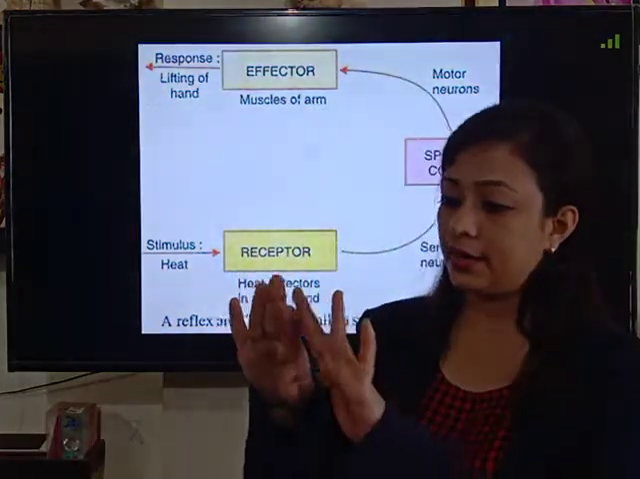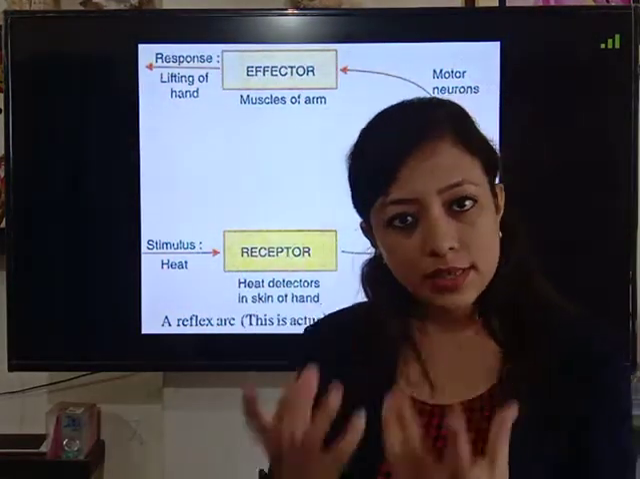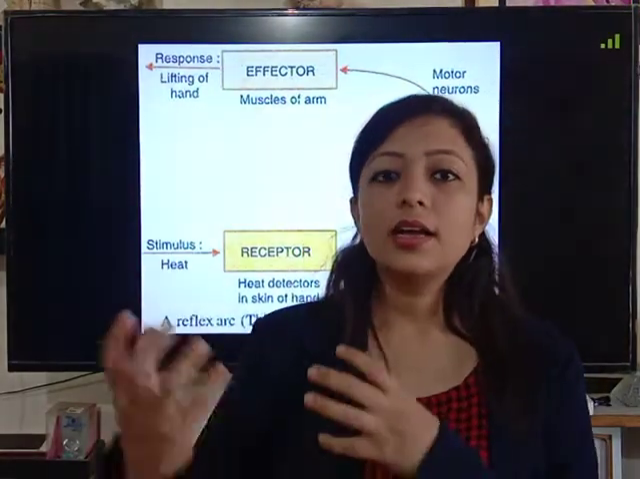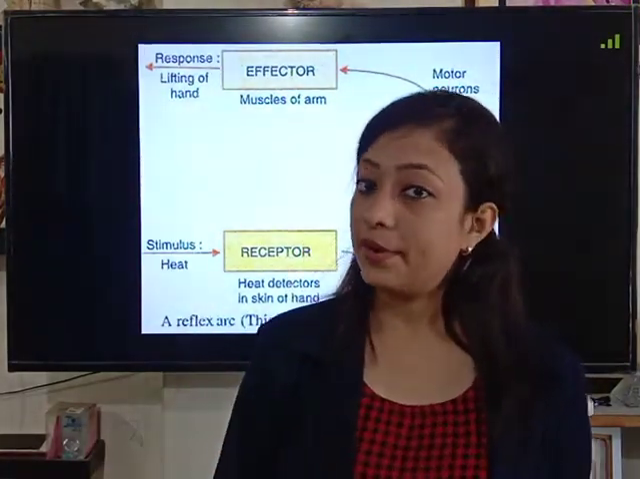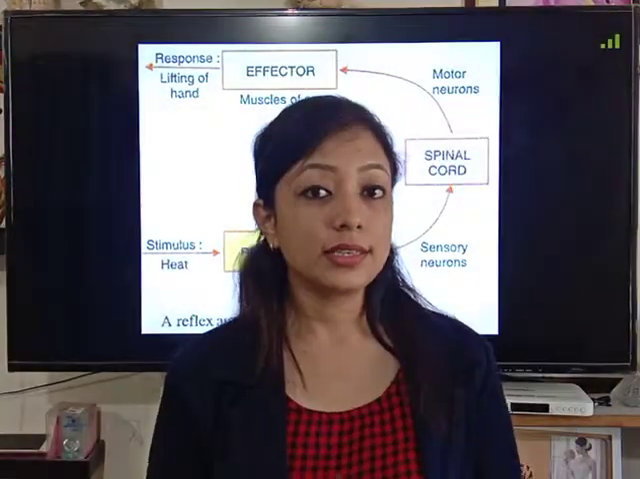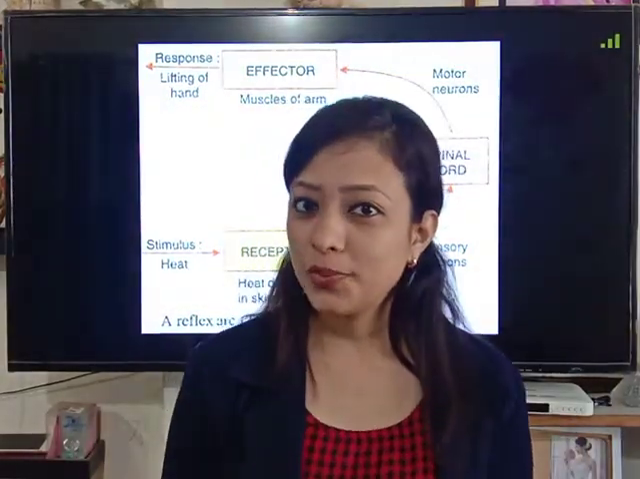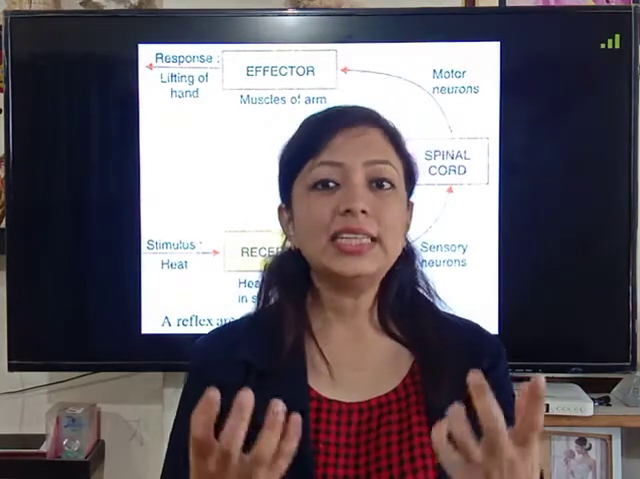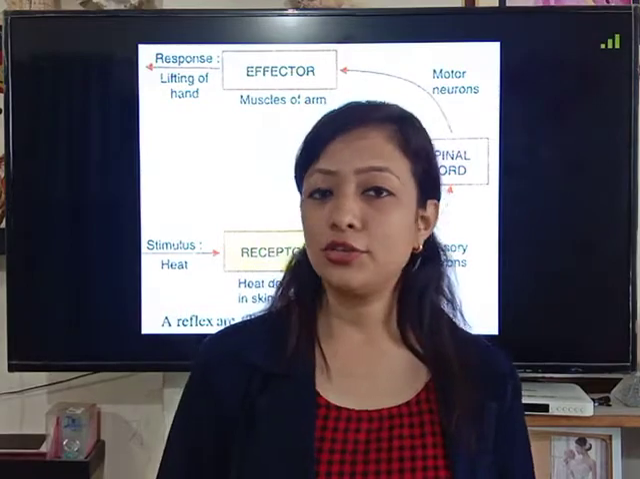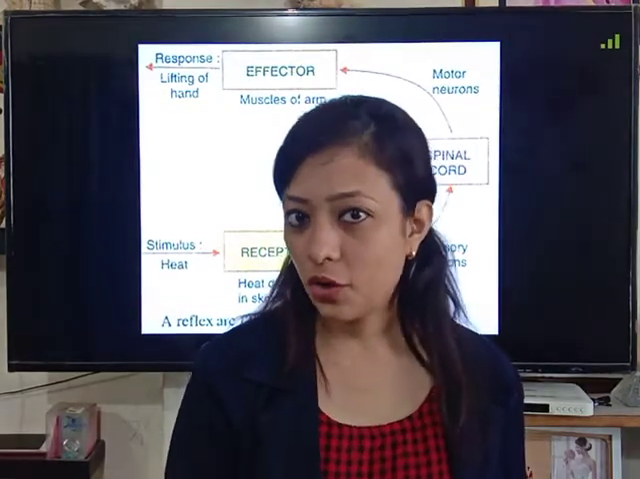For example, here we have the skin. The skin cells are themselves receptors which can detect a change in temperature. These receptors are nothing but the cells or groups of cells which can detect the sense of a stimulus, and hence the message is given to the sensory neuron.